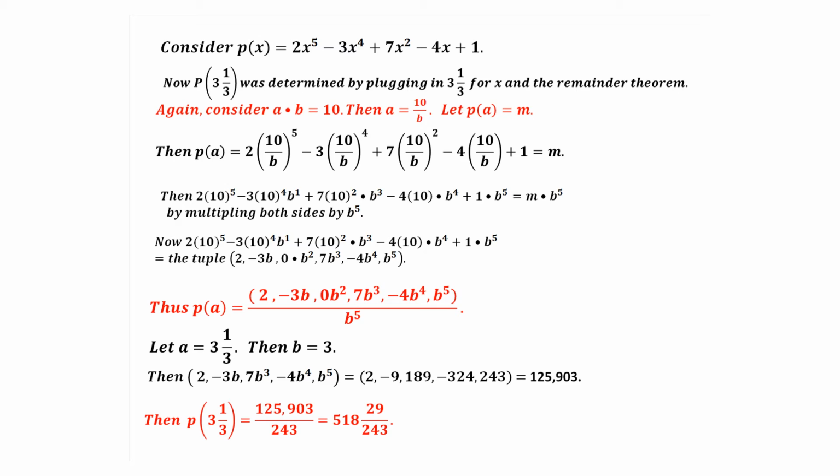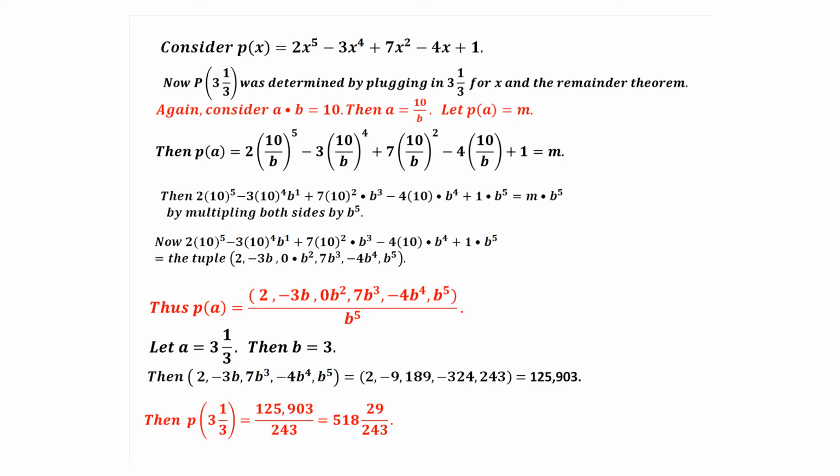We will now consider a new method for determining p of x. And again, we'll use x is equal to 3 1/3 and figure out the value. Take a new approach. Now, we'll do a times b is 10. We divide both sides by b. A is equal to 10 over b, and what we're interested in is finding p of a, but instead of using a, we will use 10 over b. So we plug it in. You get 2 times 10 over b to the 5th minus 3, 10 to the 4th over b. We don't have a 3 power because there is no x cubed and so forth.